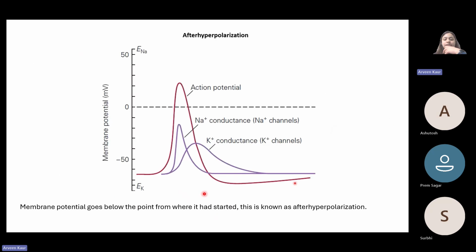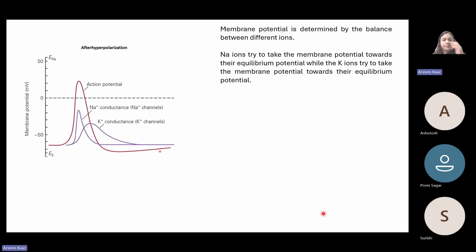So why does this hyperpolarization part occur? Because at this time you can see the sodium is almost closed, but the potassium is still open, right? So it will take it further down from the resting membrane potential closer to its own potential of potassium, right? So it will further hyperpolarize. But by the time the sodium channels finally start opening, it will start to recover to the resting membrane potential itself. Right, so that is the cause. So the membrane potential goes below the point from where it had actually started, which is known as after hyperpolarization, right? Because it is happening after the depolarization cycle has happened.